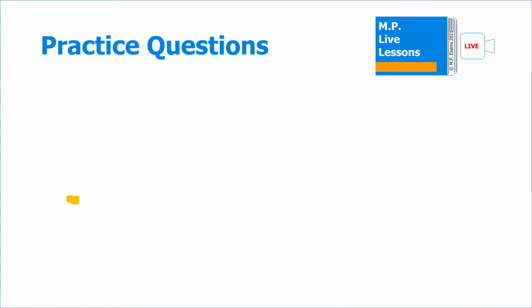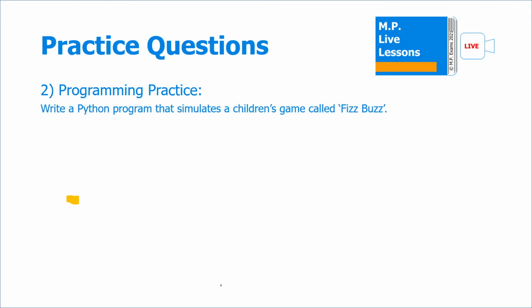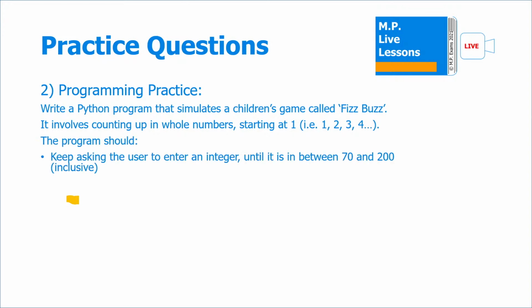Now, here's some actual programming practice for yourself. So write a program in Python that simulates a children's game called FizzBuzz. Now, this is the game where we count up in whole numbers, starting at 1, 2, 3, 4, and so on. Now, the program should first ask the user to enter an integer until it's between 70 and 200 inclusive. So that's actually validation. So you should get that from your notes as well.